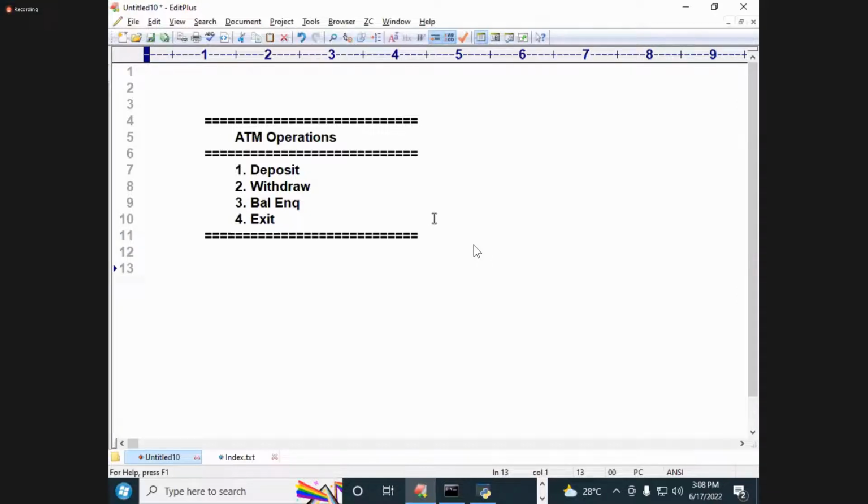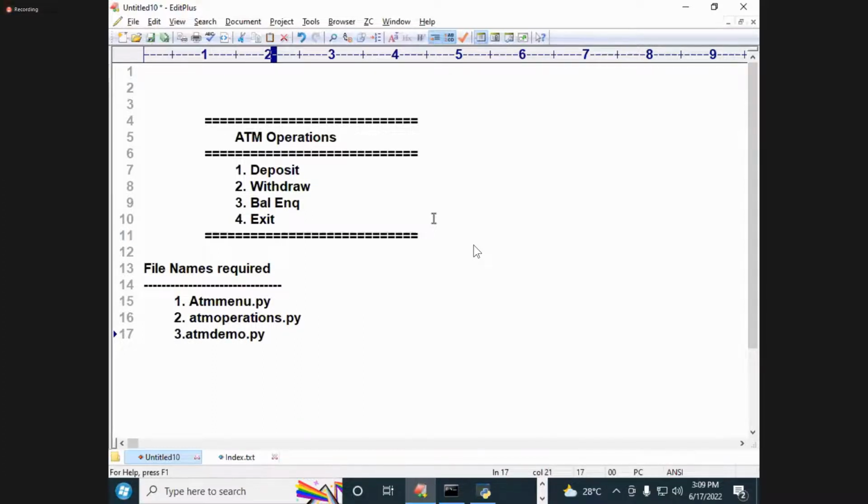So what are the file names required? I am going to write them. First one is ATM menu dot py. Second one is ATM operations dot py. Third one is ATM demo dot py. The menu is one part, the operations part is another, and then the main program is another part.